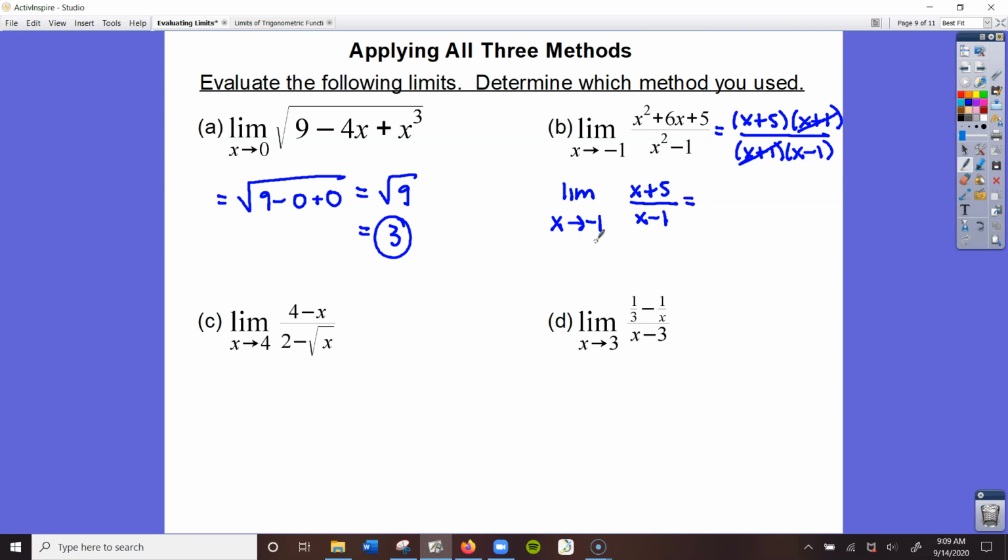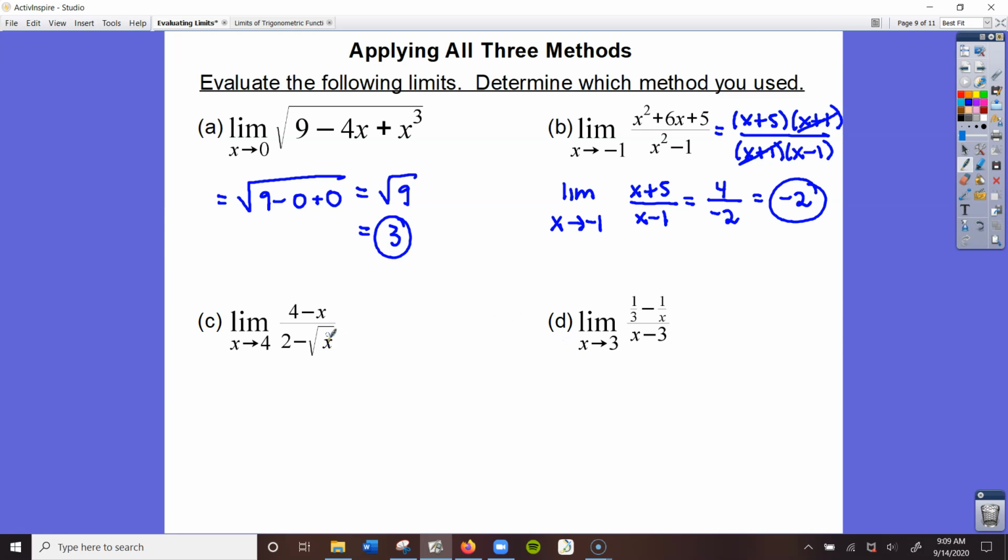And now I can plug it in. If I plug in negative 1, in the numerator I would get negative 1 plus 5, which is 4, over negative 1 minus 1, which is negative 2, and 4 divided by negative 2 is negative 2.